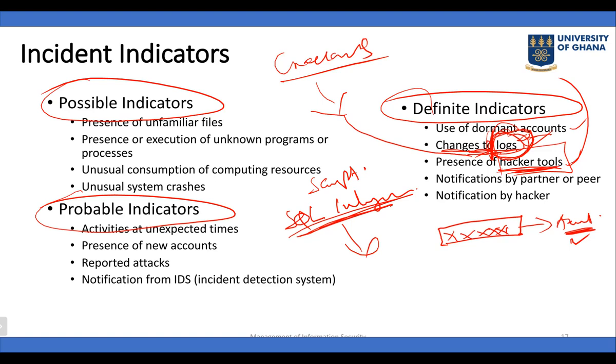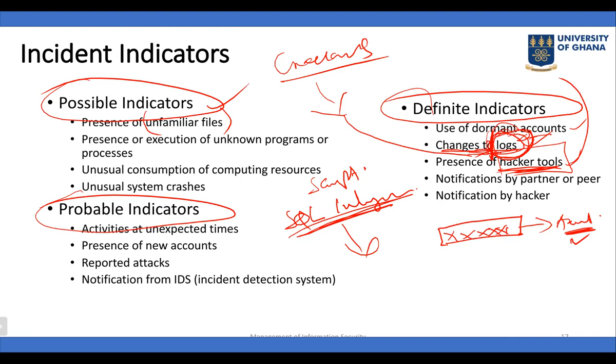Let's have possible indicators. Presence of unfamiliar files. You are always with the system and you know how the system works. But all of a sudden you realize that there are some files that are highly unfamiliar to you. So it is a probable kind of intrusion that is coming.